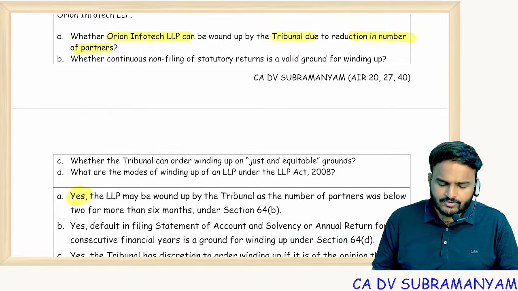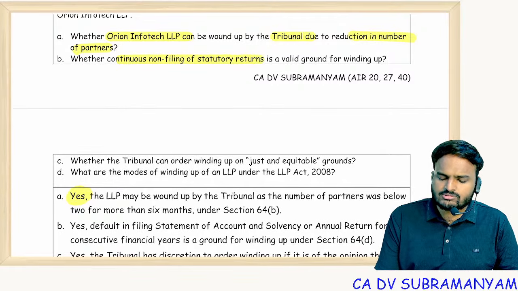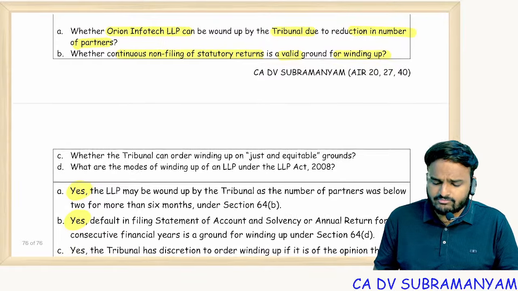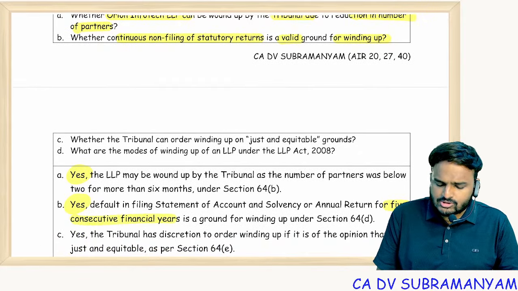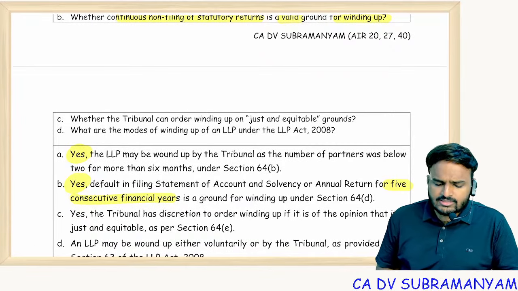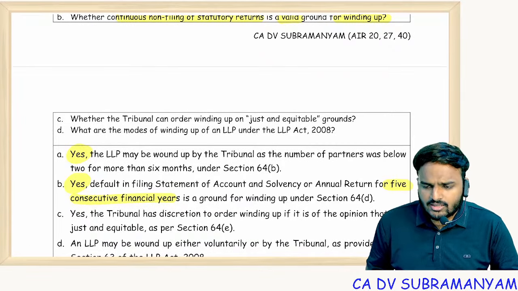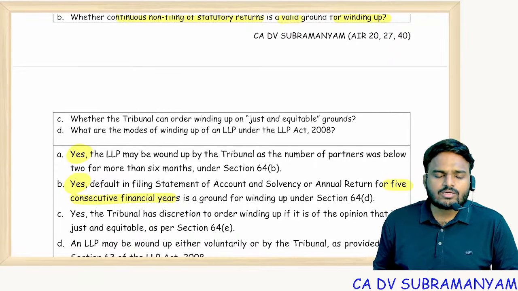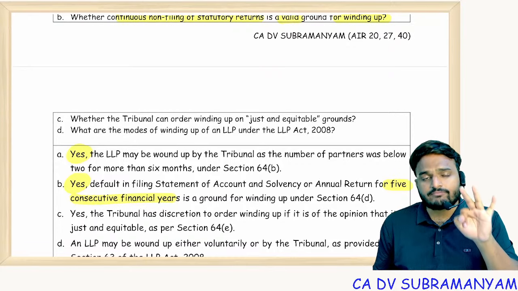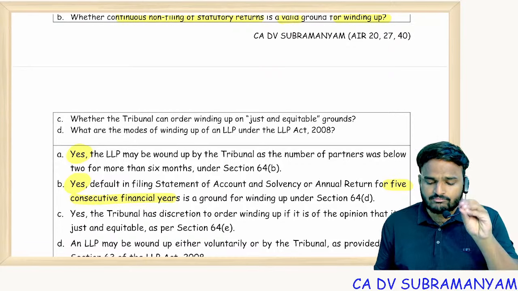Yes. Whether continuous non-filing of statutory returns is valid for winding up? Again, yes. Continuous 5 years. In examination they may ask you 3 years. Continuously 3 years non-filing of annual returns, is it punishable, is it a ground for compulsory winding up of the LLP? The answer is no. It's not 3 years, 5 years. For company 3 years, whereas for LLP 5 years.